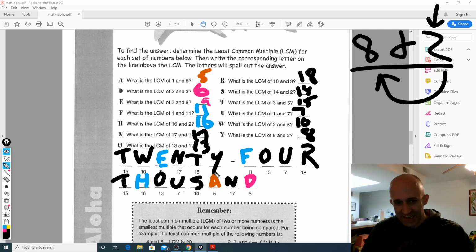So the answer to this awesome riddle of how many teeth a shark can grow in its lifetime? 24,000.